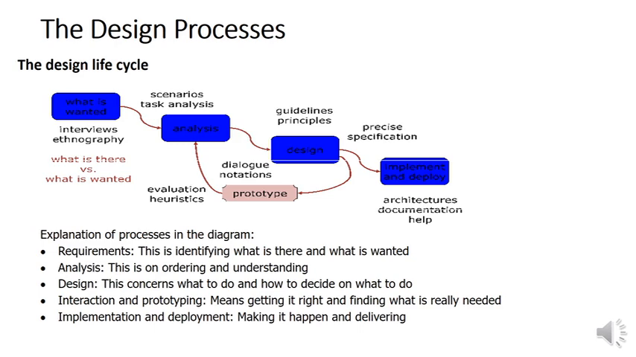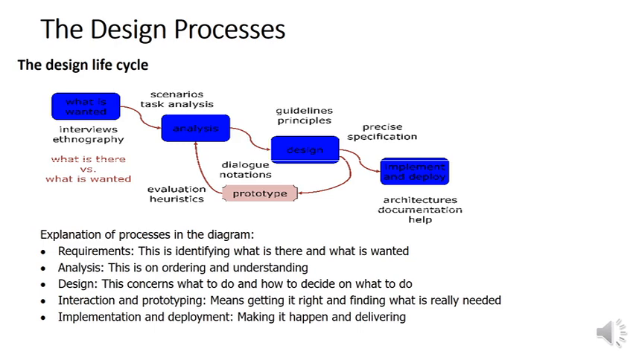Then design itself, the guidelines and principles that you are going to collate, then turn to rules, because once you use those guideline principles, it becomes a rule in your design. Dialogue, notation, prototype, and evaluation heuristics. As you are designing, you are evaluating in that process so that you will be able to make corrections and subject the system to test, before you now go to the implementation stage.